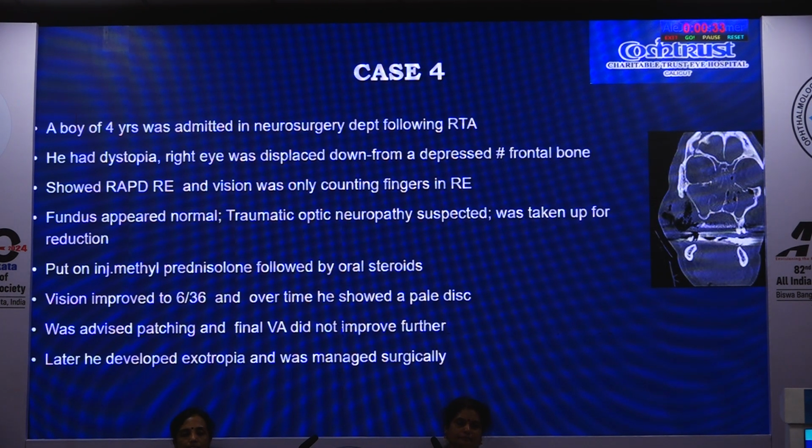So a boy of 4 years was admitted in the neurosurgery department following an RTA. We were called to see the eye. He showed RAPD in the right eye, vision was only counting fingers, and the fundus appeared normal. Traumatic optic neuropathy was suspected, and he was taken up for decompression of the fracture, and injection methylprednisolone followed by oral steroids was started.